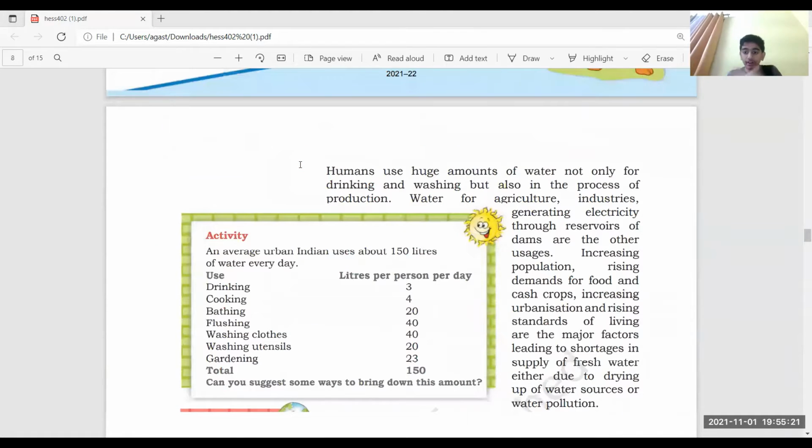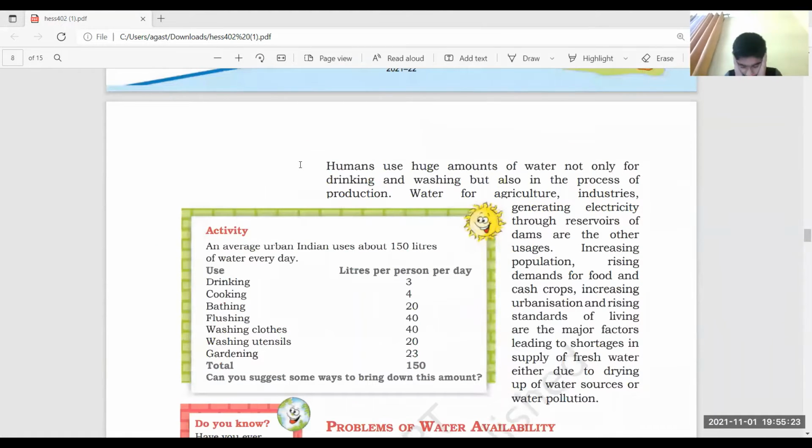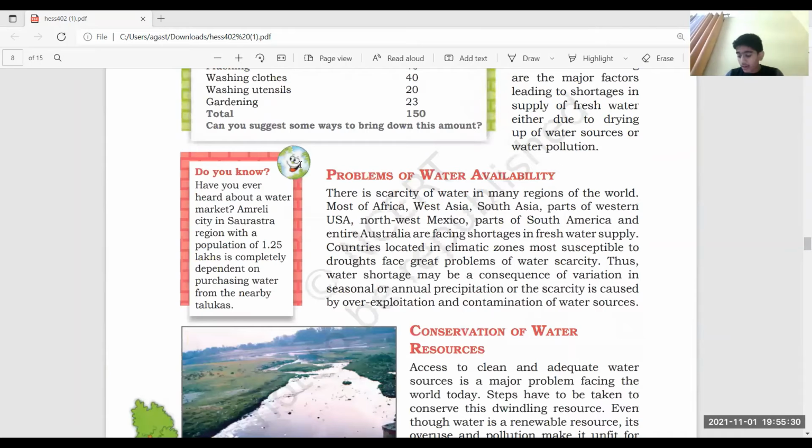And of course, water is used for many purposes. You can't say it's totally used, it's totally required. Now, many countries are facing water availability problems, like in Africa, West Asia, South Asia, parts of Western USA, Northwest Mexico, parts of South America, and entire Australia, which are facing shortages in fresh water supply. There are many reasons for it.